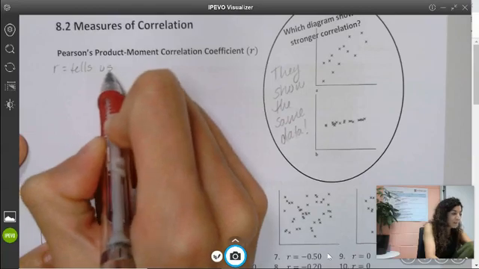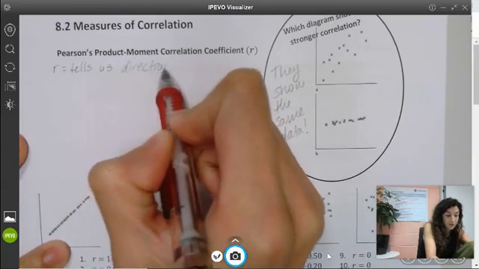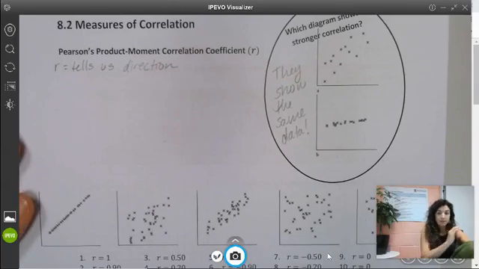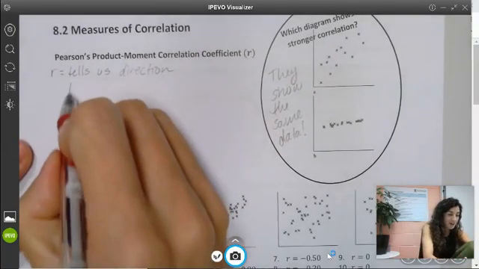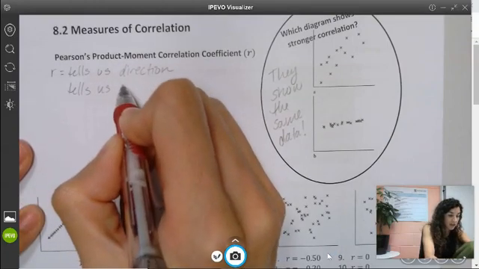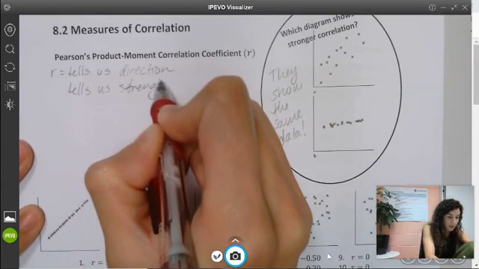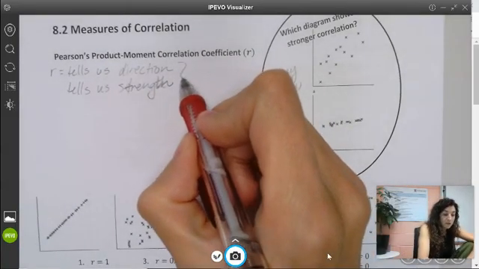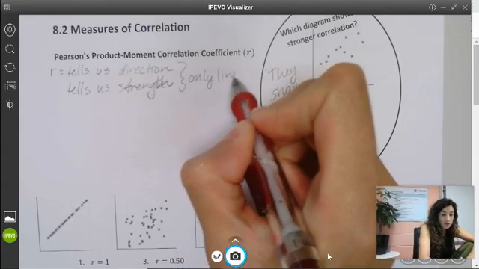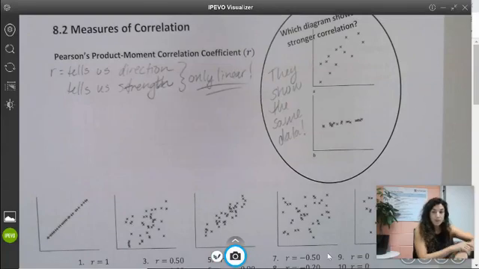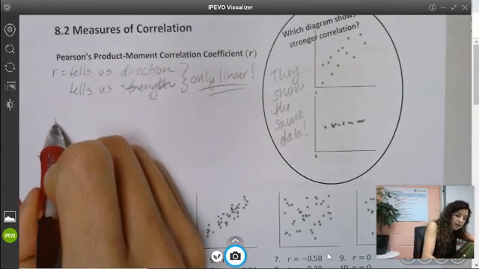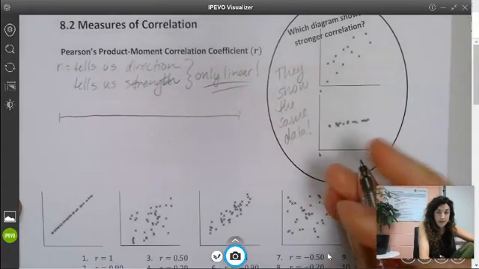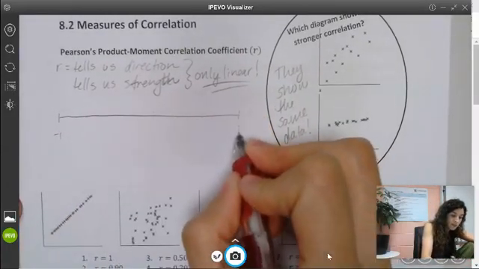It tells us the direction of the correlation, so whether it's positive or whether it's negative. It also tells us the strength of the correlation. So strong, moderate, weak, or no. Be careful. This is only used for linear. Pearson's product coefficient is only used for linear correlations, linear relationships. It is a scale. R is a scale from -1 to 1.